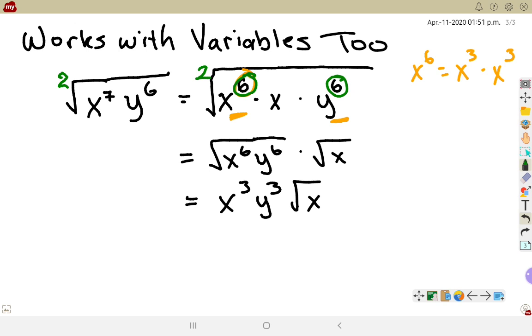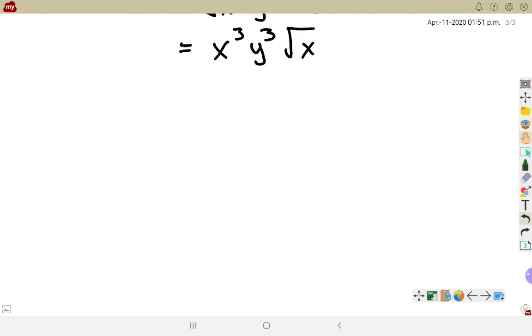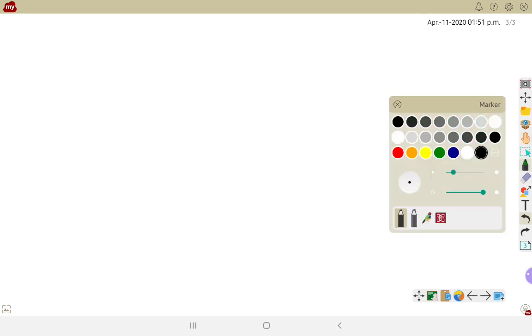Okay, all right, let's look at a couple more quick ones because I know you'll see a few in your book, so just so you've got some examples to go from.